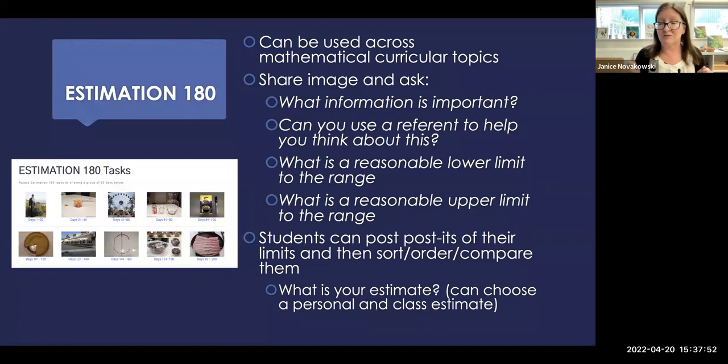You can have students write their lower limit and upper limit on Post-it notes, and then come up to the whiteboard and post them, and then put those in order and see where that upper limit is, the consensus around the class, the upper and the lower limits. So that's something I've done with classes as well.